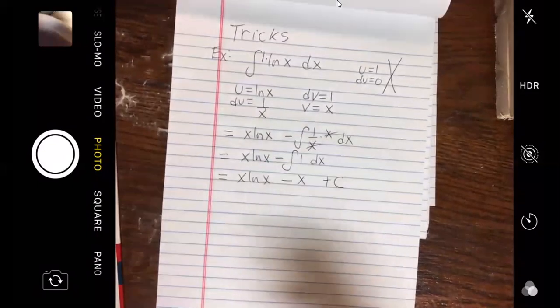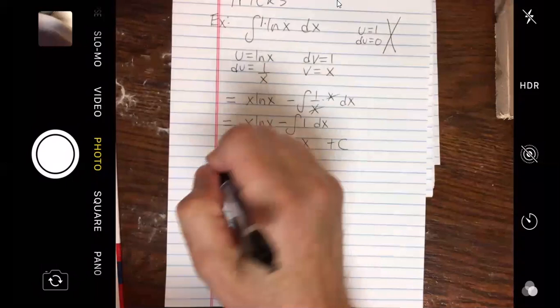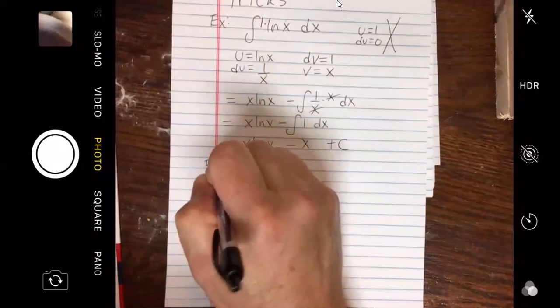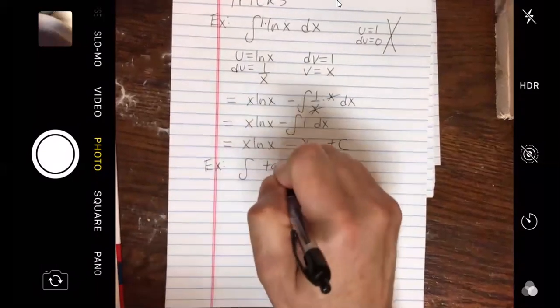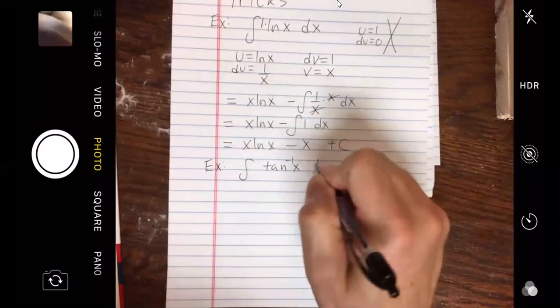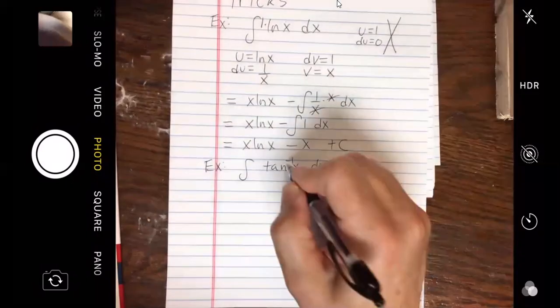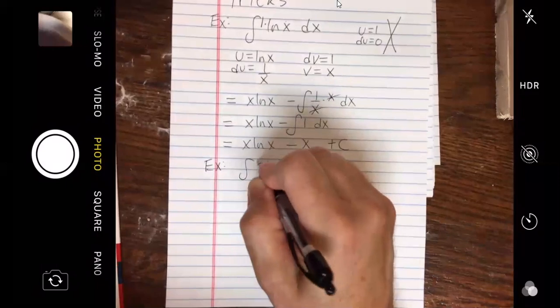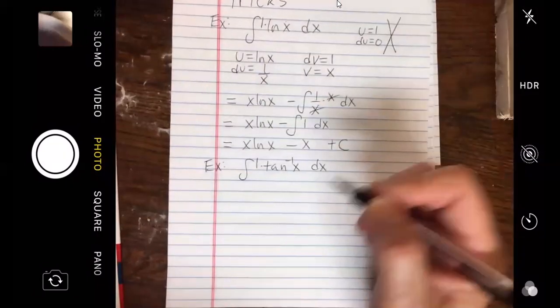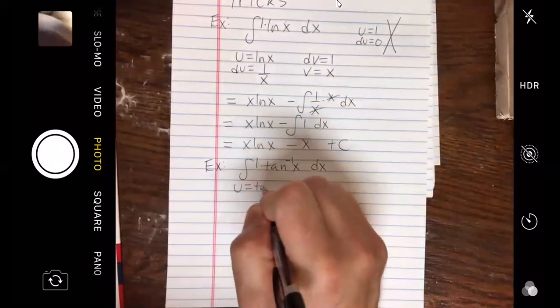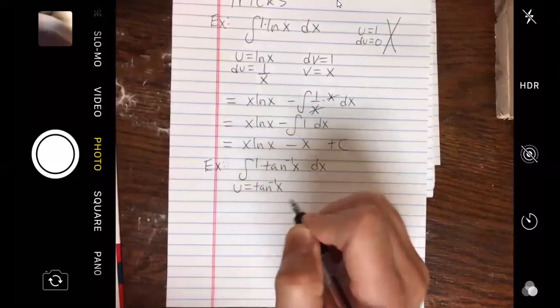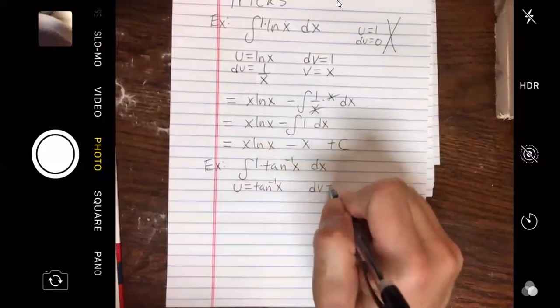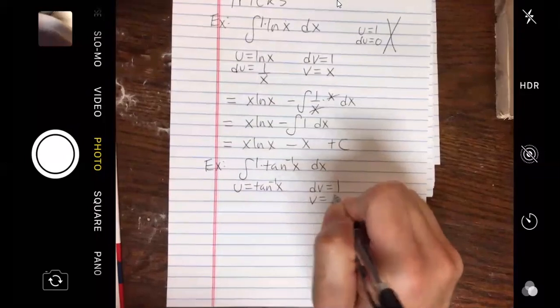Okay, the same trick works on, say, an arctangent. Example. Integral of arctangent. Again, if you only get 1 piece, multiply it by 1. Make your u arctangent. Make your dv the 1, which makes the v the x.